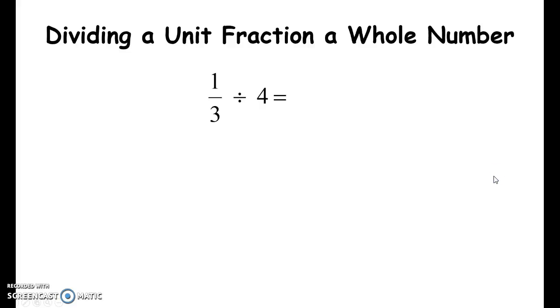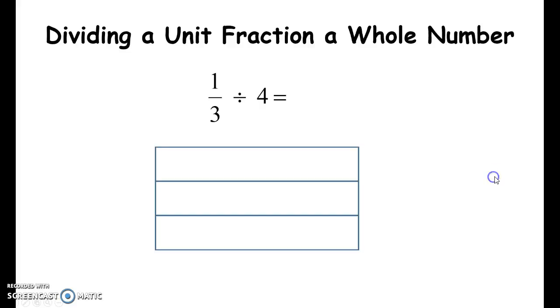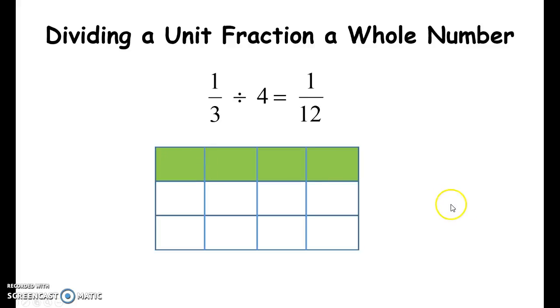Let's try this again. Let's take that same 1/3, and this time we're going to divide it into 4 equal pieces. I want to know how big is each piece in reference to the whole. Well, I took my 1/3 and divided it into 4 equal pieces. How big is each piece? Well, my whole is now divided into 12, so each piece is 1/12 of the whole.